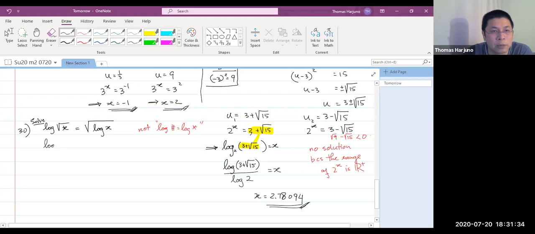This is log of x to the power of 1/2, right? And this is square root of log x, right? And that's just the square root of x. And then using property number 3, I bring the 1/2 to the front.